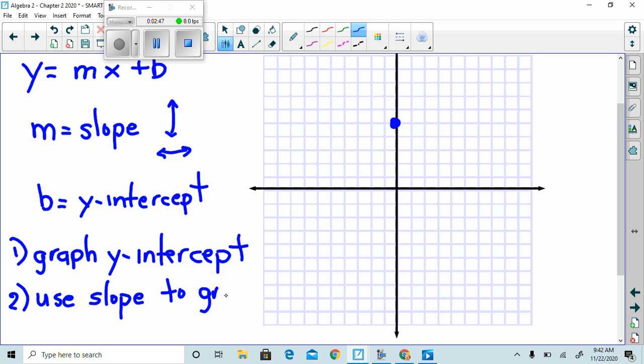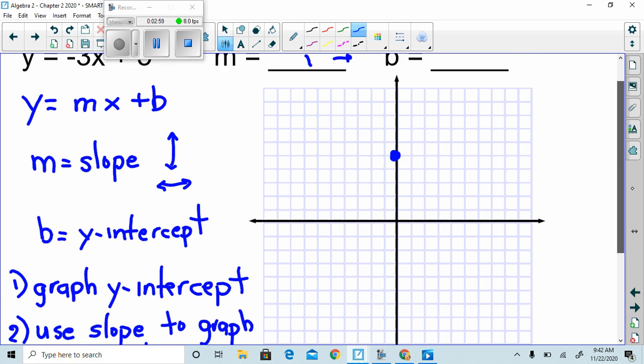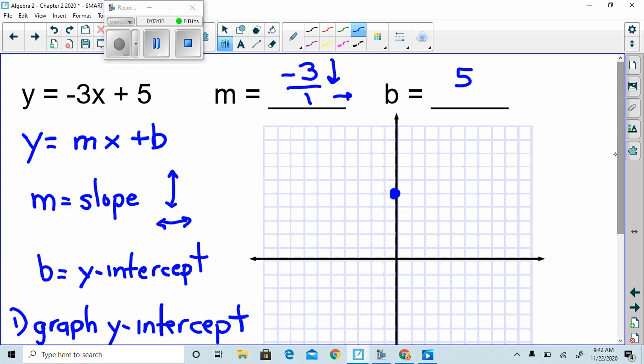Graph another point. So now here we have to utilize that rise over run. I mentioned that it's negative, and I know that because the number here was negative. And if it's a whole number, it will be over 1. Negative tells me to go down 1, 2, 3, and 1 to the right. And there's my graph.